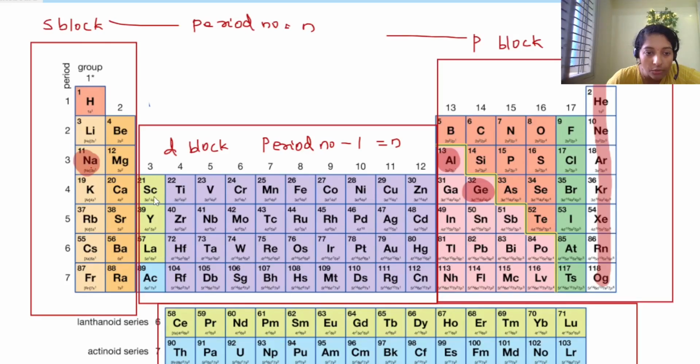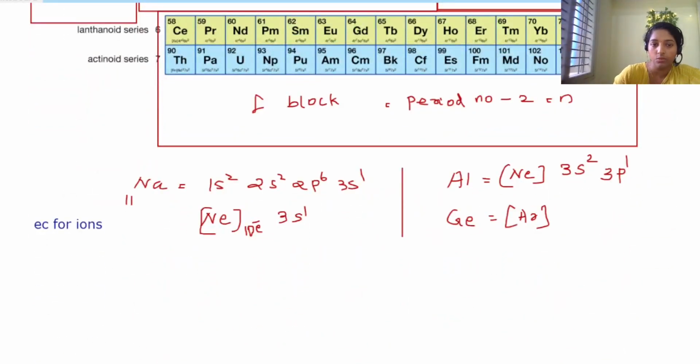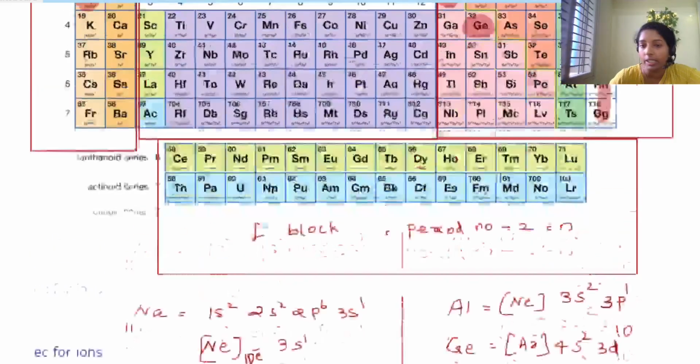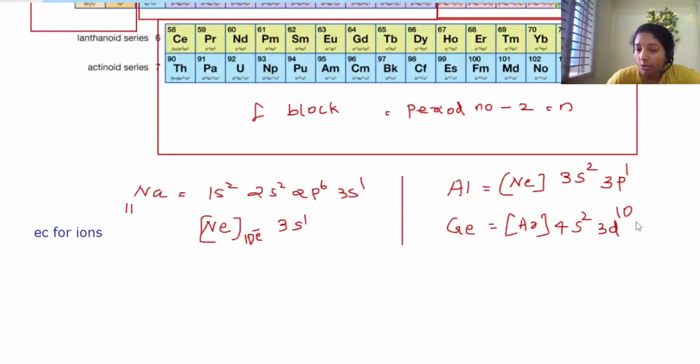And then you have to deal with the D block elements. For the D block, what is the principle? Period number minus 1. So it is not 4d; 4 is the period number, 4 minus 1 is 3, so 3d. First 4s2, and then 3d10, and then again you are dealing with the P block. So the principle changes: period number 4, so 4p. Germanium is in the second group of the P block, so 4p2. So this is the way of doing the configuration.